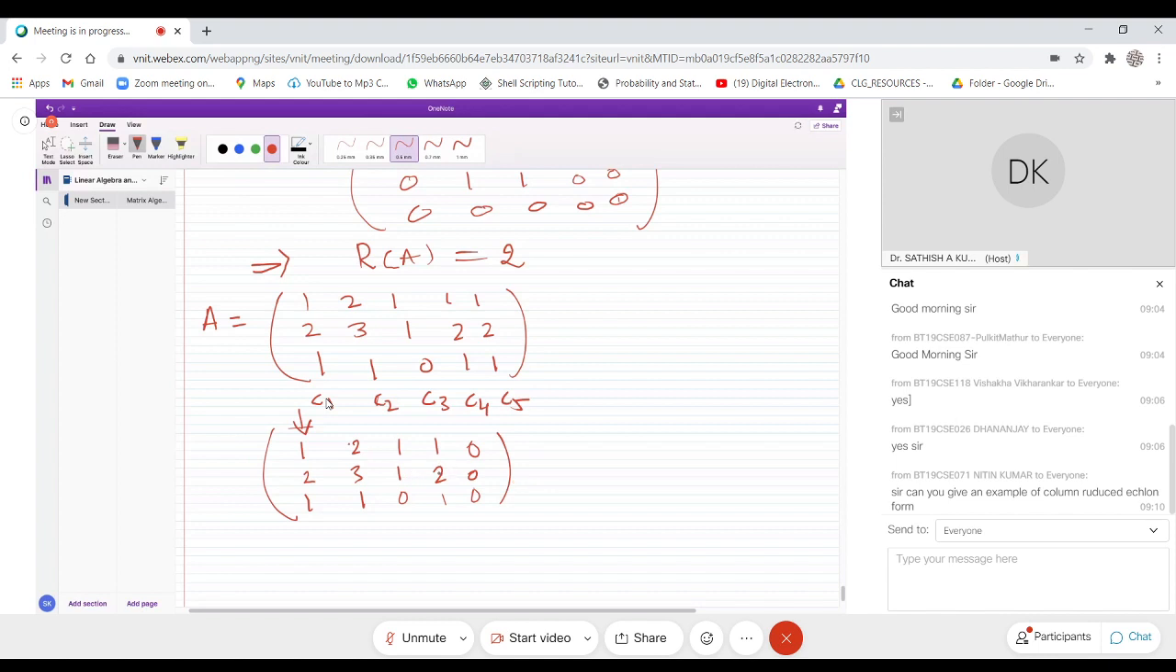Now you see that there is a 1 to 1 here in this column, and there is a 1 to 1 here in this column. So I can subtract: C4 implies C4 minus C1. So that will directly give us one column 0, 1 to 1, 2, 3, 1, 1, 1, 0. So this is 0, 0, 0, 0, 0, 0.